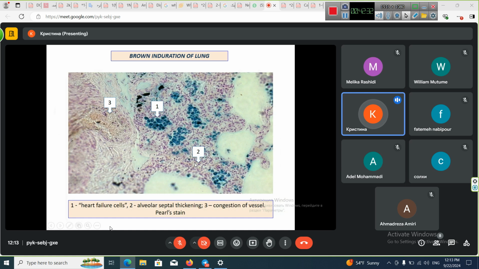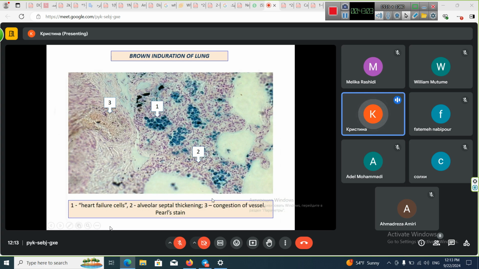Number 2 is for alveolar septa. Septa is the wall between two alveoli. One alveolus here, second alveolus here. The wall between them should be very, very thin, but now it is very thick. And some heart failure cells are present also inside this septa.